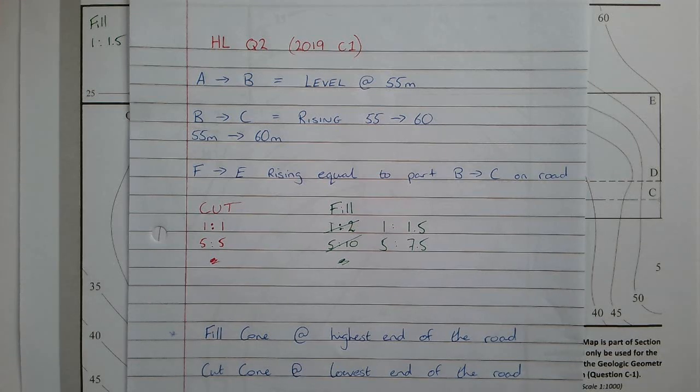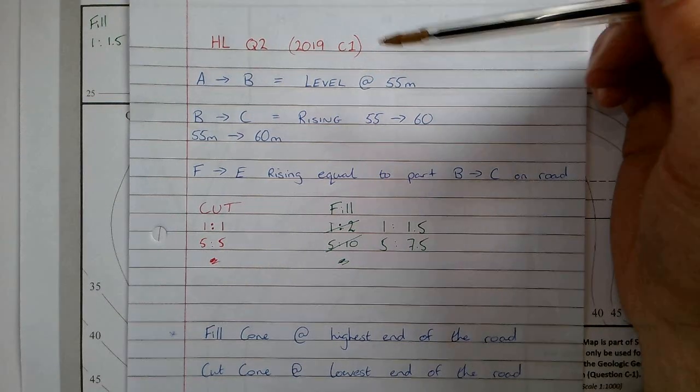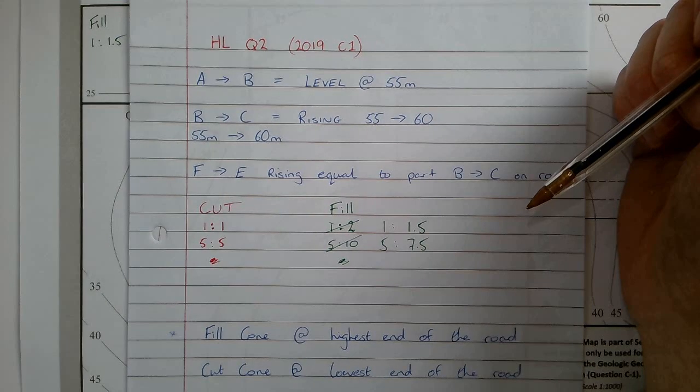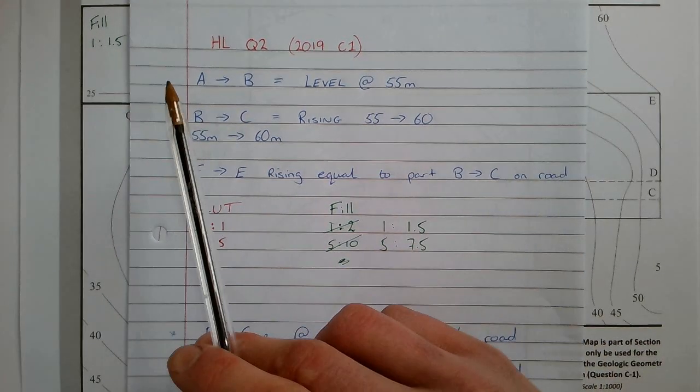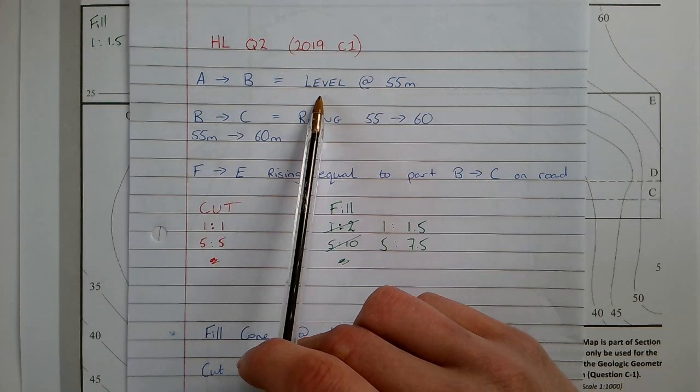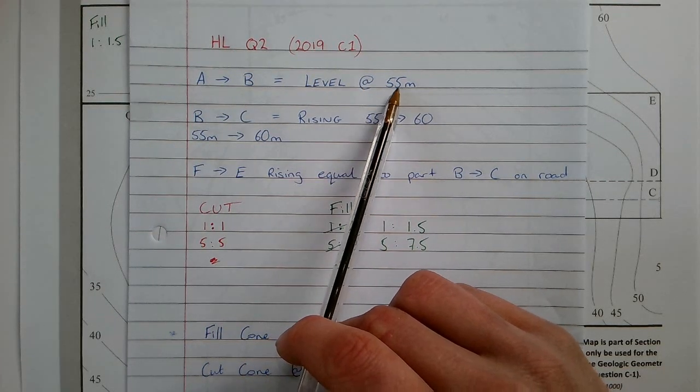Right guys, we're going to go through question 2 for higher level. It's from the 2019 paper. We're told in the question that A to B is level at a height of 55 metres.